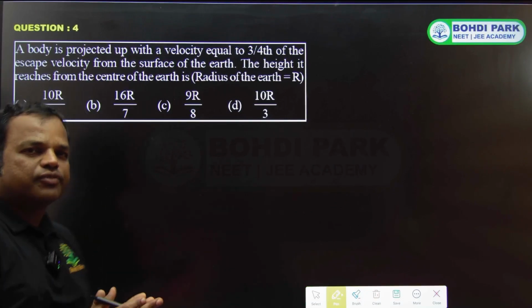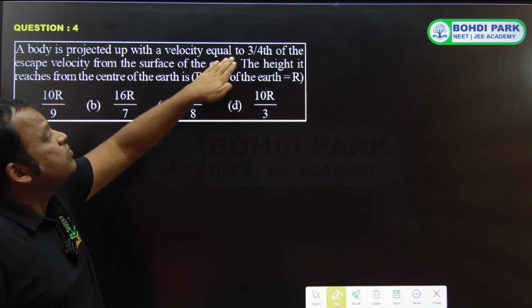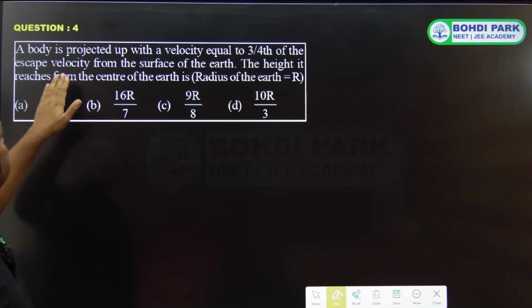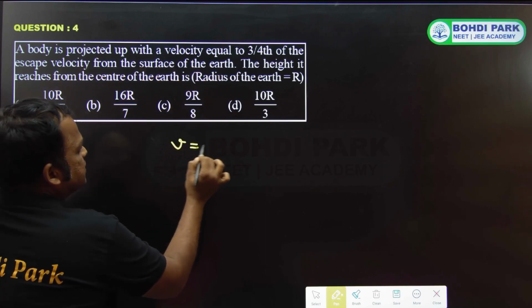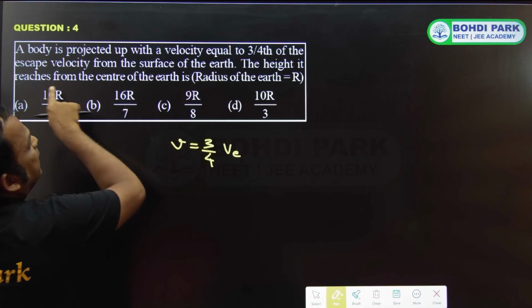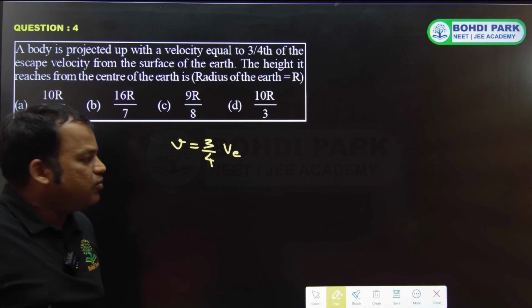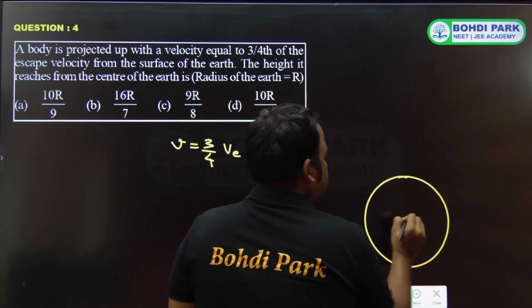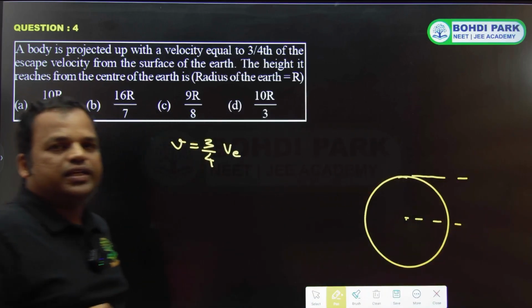Now look at this fourth question. A body is projected up with velocity equal to 3/4 of escape velocity from the surface of Earth. So the speed with which it is thrown is 3 by 4 times escape velocity. We need the height it reaches from the center of Earth. How to solve? Again, it is the same formula, that is conservation of mechanical energy.